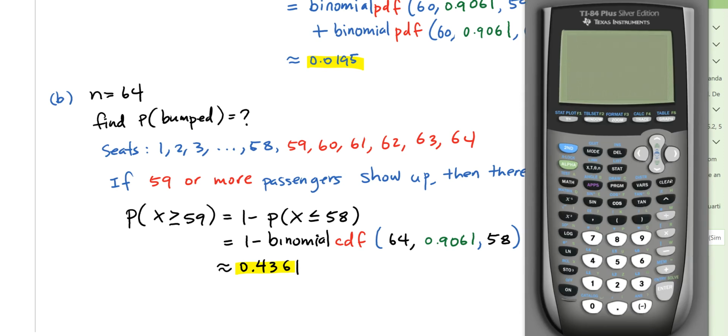Let me clear my window. Okay, so I want to find 1 minus binomial CDF. So we press second vars, go to binomial CDF. Enter. The number of trials in this case is 64. The probability that a passenger is going to show up is 0.9061. And x is 58, less than or equal to 58. So enter. Notice the 1 minus, so that is 0.4361. And that's how you do the answer for part B.